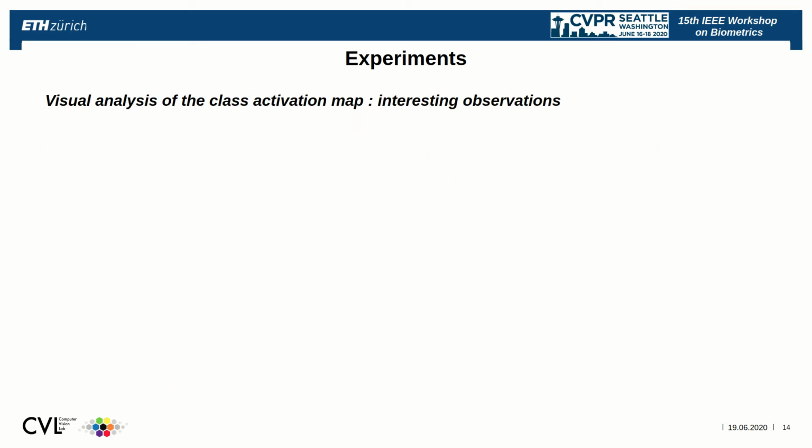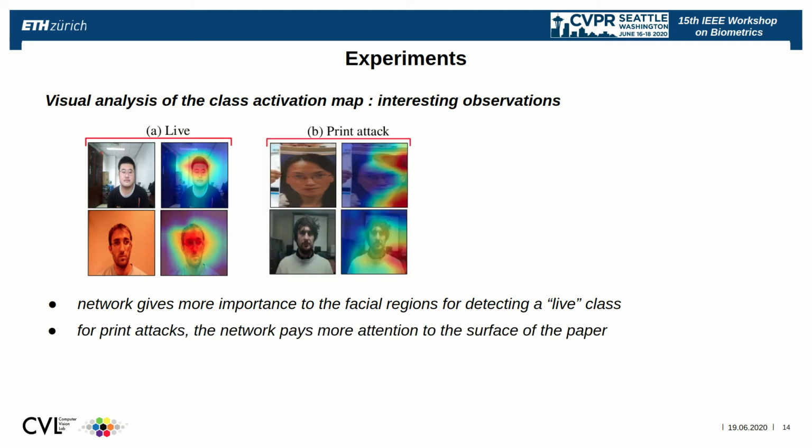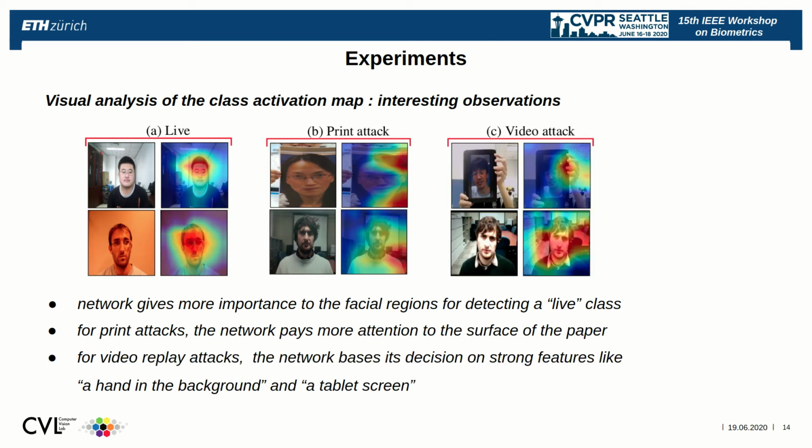In this slide, we'd like to share some interesting observations of the class activation maps. We randomly selected some live and spoof samples and visualized their corresponding class activation maps. For some instances, we found that the network gives more importance to the facial regions for detecting a live class. For print attacks, the network pays more attention to the surface of the paper. For video replay attacks, the network bases its decision on strong features like a hand in the background or a tablet screen.